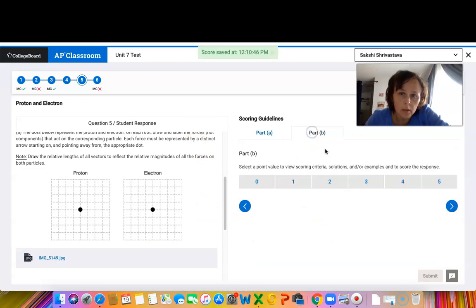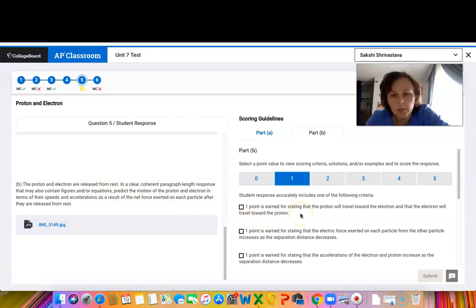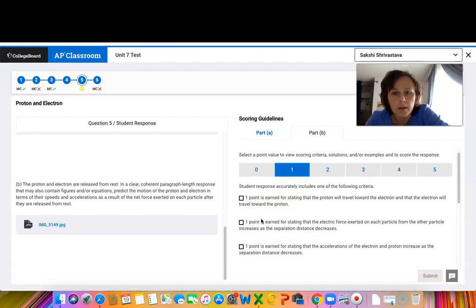Part B contains 5 points. It's asked what happens after they are released, when the proton and electron are released from rest. Explain. One point is earned for stating that the proton will travel toward the electron and that the electron will travel toward the proton. Perfect. Most of you did that.